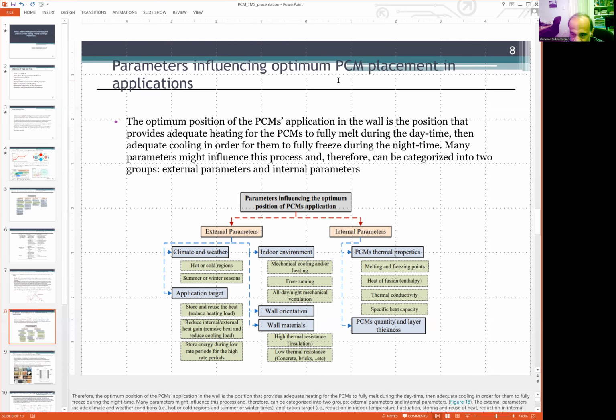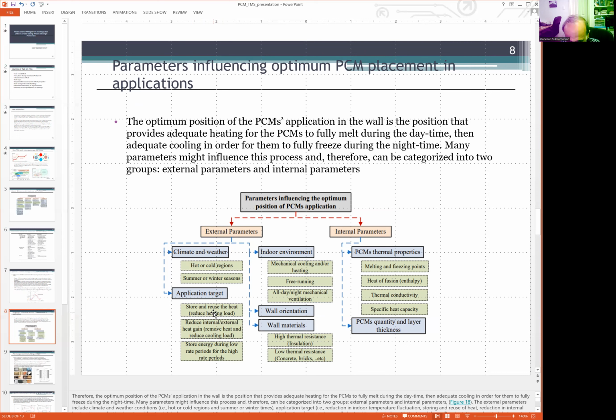Many parameters might influence this process, and we categorize them into external and internal parameters. Now, the external parameters are the climate and weather and the application target. The climate and weather: hot or cold regions, summer or winter season. And the application target is how do we want to use and store and reuse the heat.